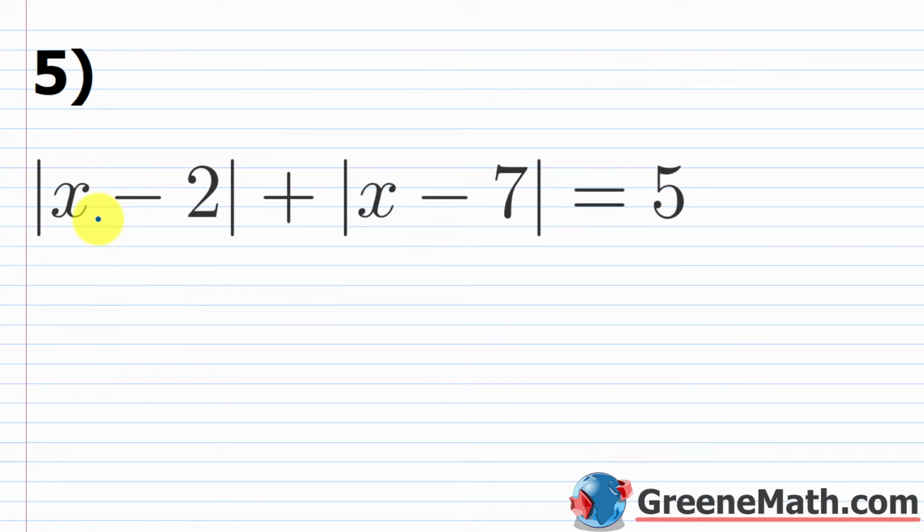So we have the absolute value of x minus 2, plus the absolute value of x minus 7, and this equals 5. So this problem is a bit tricky. So maybe you tried to solve it and you couldn't get it. So let's just go through it here.